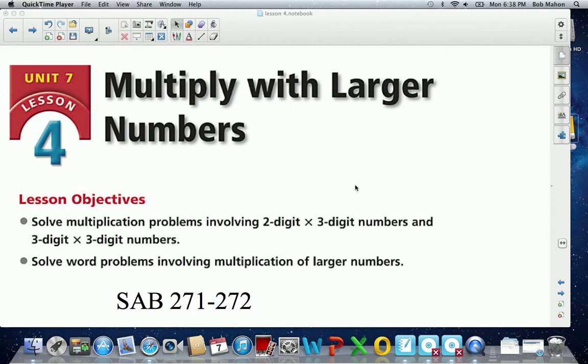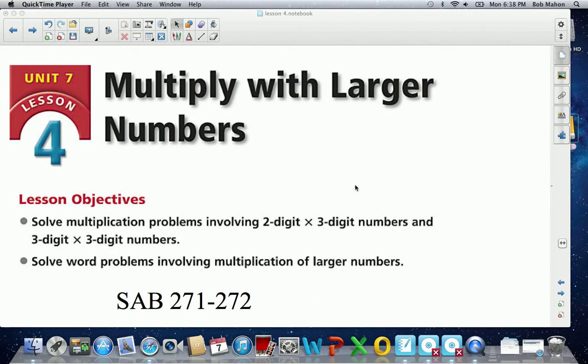Okay, today we're going to do Unit 7, Lesson 4. It's just talking about multiplying with larger numbers. So thinking about how we multiply 2-digit by 3-digit numbers and 3-digit by 3-digit numbers. Real similar to any of your previous lessons. If I don't use the method you like, please use the method you're most successful with.